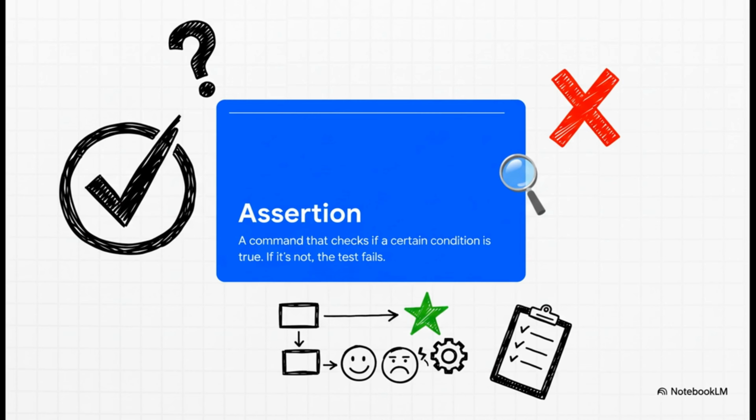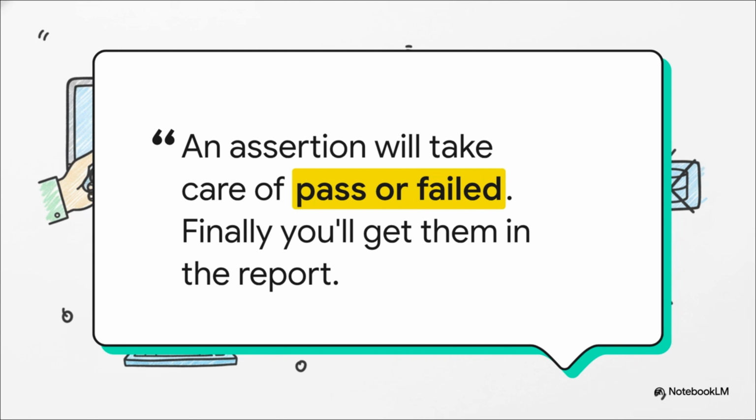An assertion is just the expected result column in your manual test case. It's that moment where you ask, did the thing I expected to happen actually happen? If the answer is yes, the test passes. If it's no, it fails. Simple as that. Let's use our bank analogy one last time.